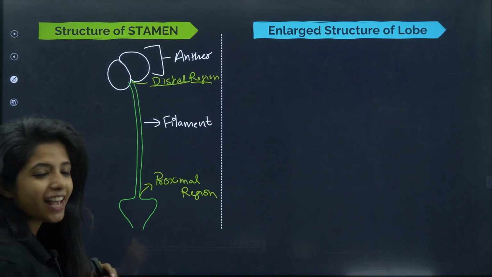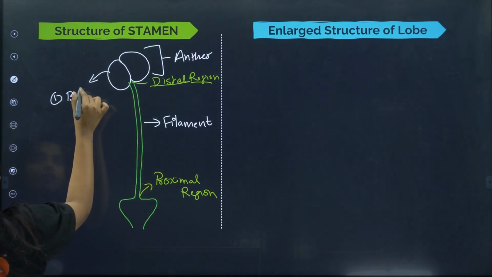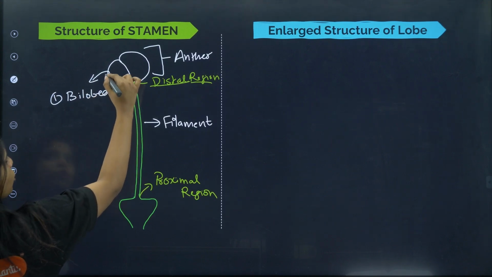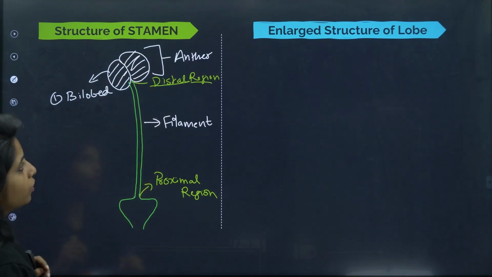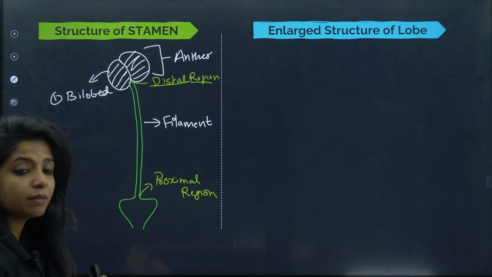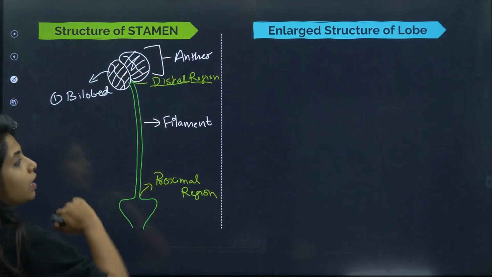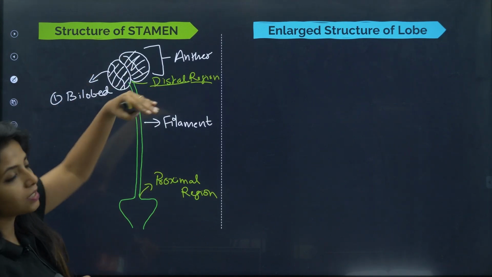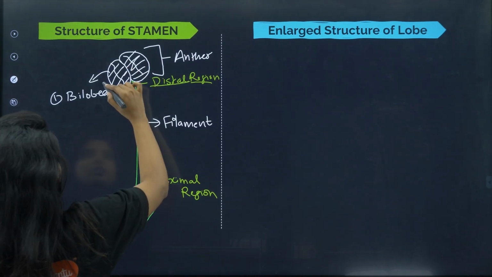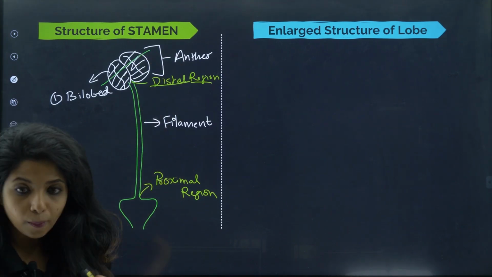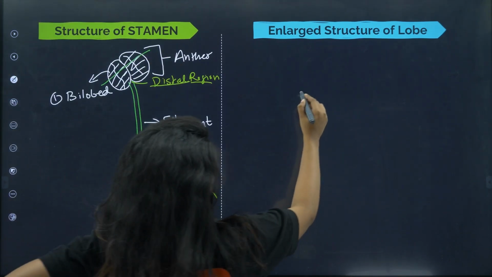And as you can see, the first feature of the anther is that it is bilobed. There are 2 different lobes. This is one lobe and this is the second lobe. Apart from being bilobed, the structure is almost like this. They also have a middle cut in between, some grooves like this, and if you cut the anther and look at it from the top, it would appear something like this.